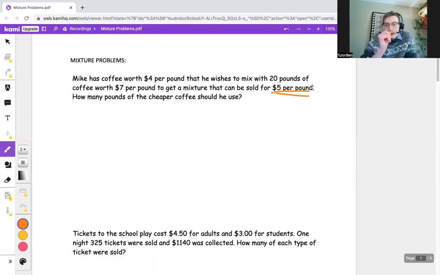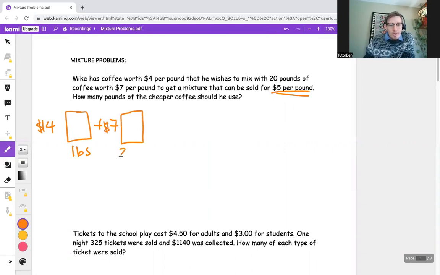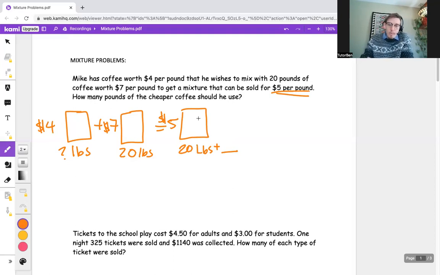So we're not looking for that. We're actually looking for, if we think about this visually, some amount of pounds of the $4 cheaper coffee that, when we add it to the $7 coffee, which is 20 pounds, we will get some amount of coffee, 20 pounds plus something, and that this price will be $5 per pound.